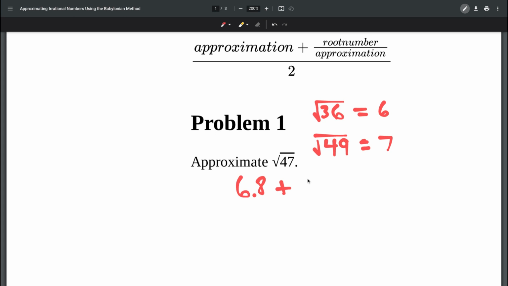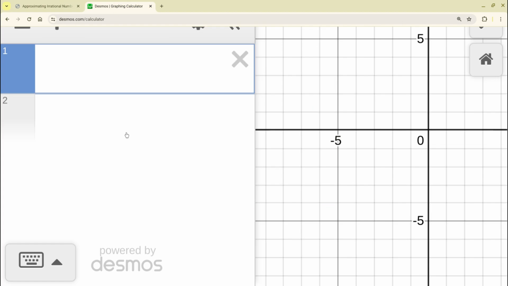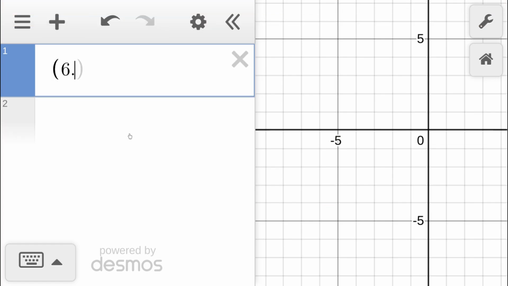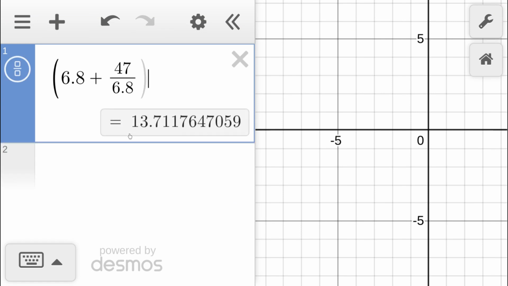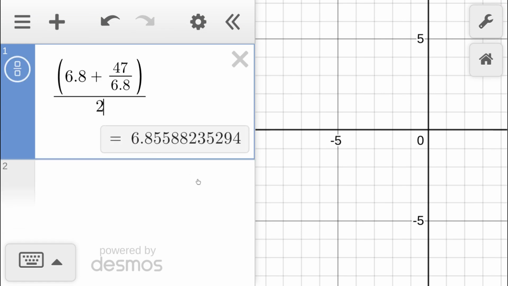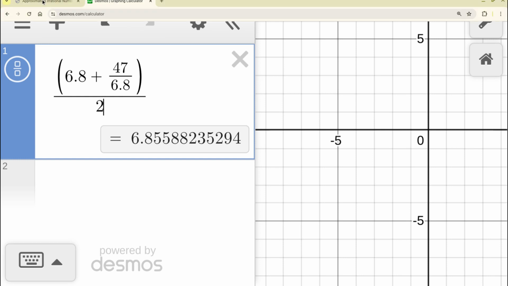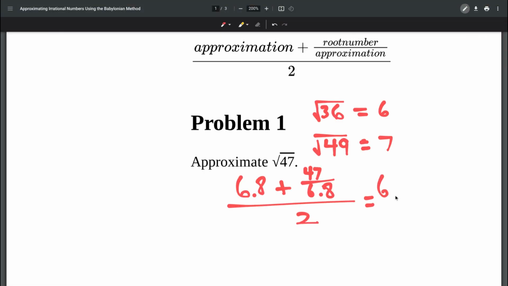So if I do 6.8 plus 47 divided by 6.8, and then I divide that by 2, well, what do I get? Let's open a tab here and go to Desmos. So I'll do 6.8 plus 47 divided by 6.8, and we'll divide that by 2. And I get 6.855882. Now, what is the actual value here?